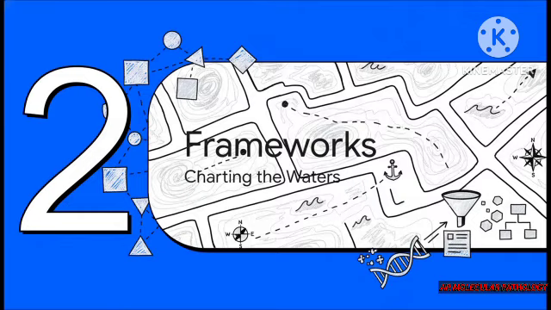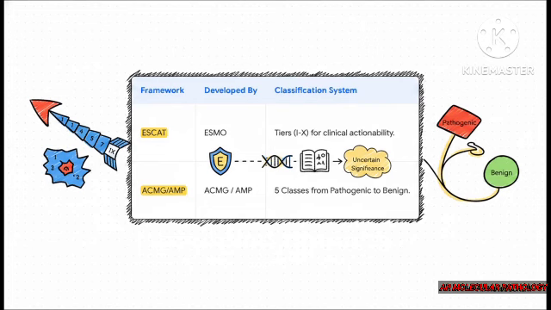Okay, so to bring some kind of order to all this chaos, the medical community has developed some standardized frameworks. You can think of these as a shared language, a way to chart the waters of this data flood so we can all make rational, evidence-based decisions together. Now, there are two main systems you're probably going to run into. On one side, you've got the SCAT framework from the European Society for Medical Oncology. This one is all about actionability. It ranks variants in tiers based on whether there's a drug or therapy you can use.